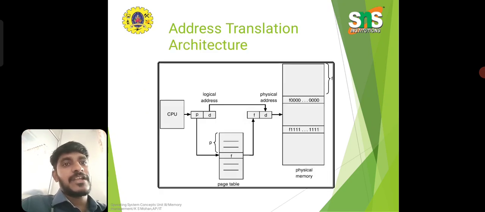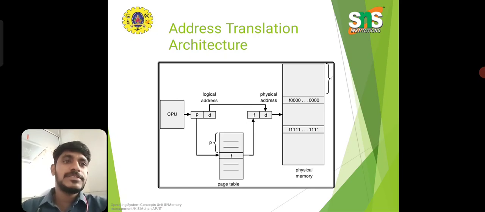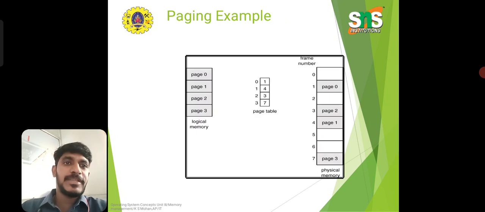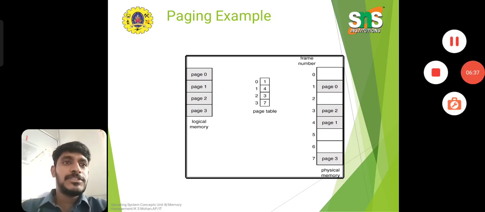In the address translation architecture, we have the CPU producing a logical address, the page table, and the physical memory holding the physical address. Next, in the paging example, we can see in the schematic picture the logical memory, the physical memory and the frame numbers. This is about paging.